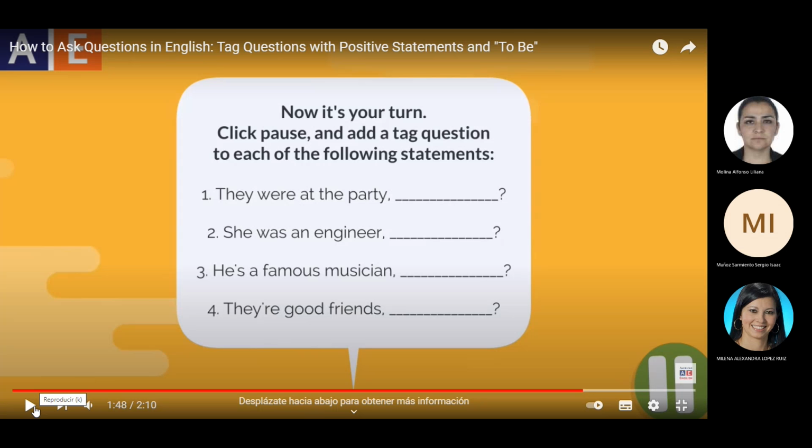They were at the party. Were, weren't... Okay, weren't they? Very good. Okay. Number two, Sergio.